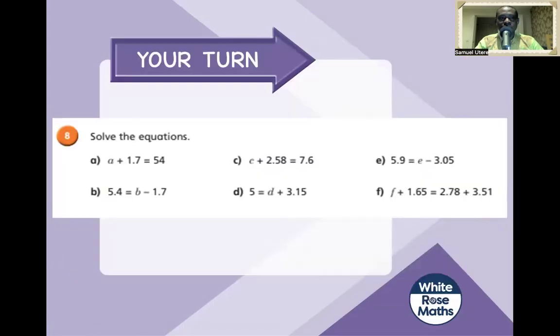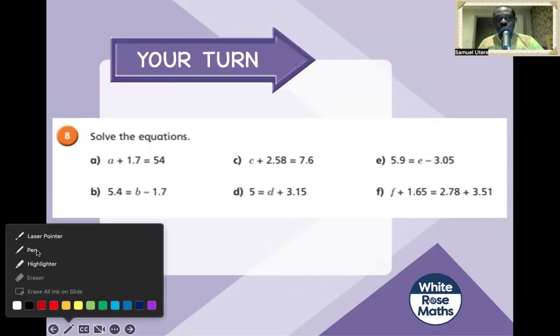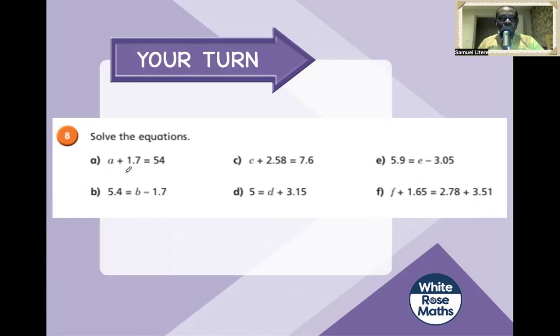Pause the video and answer question 8 in 4 minutes. So I'm just going to do the first one. So remember, we did this when we worked with integers. So it's the same process. So if we look at your function machine, here you add in 1.7. So to get A, you have to do that. So we subtract. So we're going to do 54 minus 1.7.